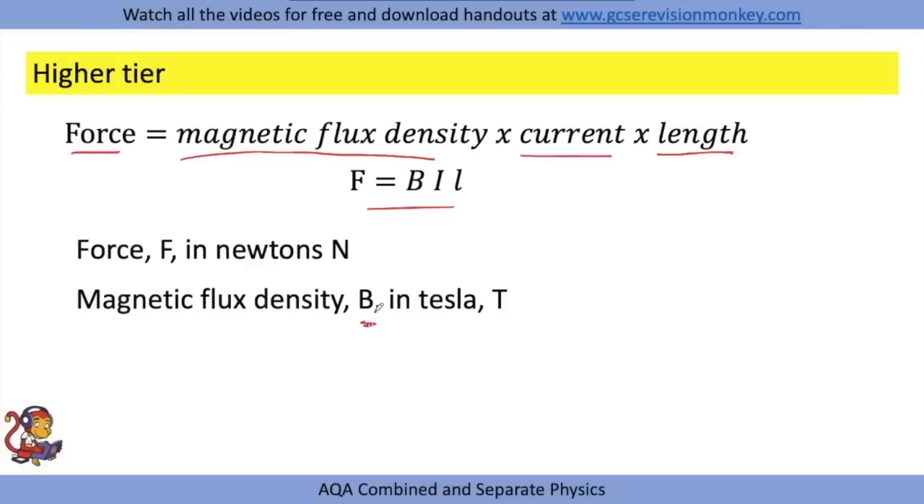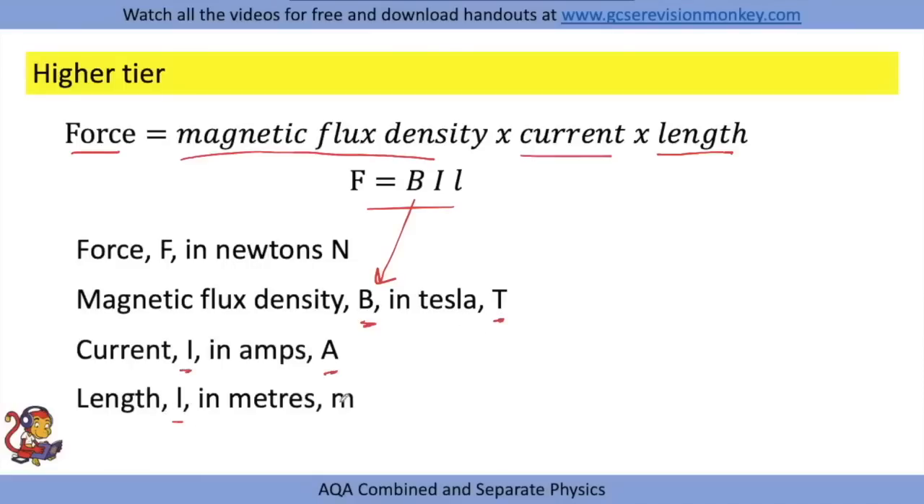Magnetic flux density is the B part, and that's measured in teslas, capital T. Current I is measured in amps, and length L is measured in meters.